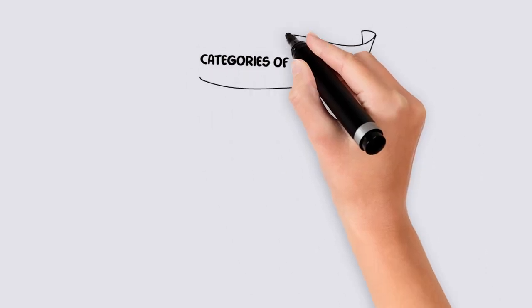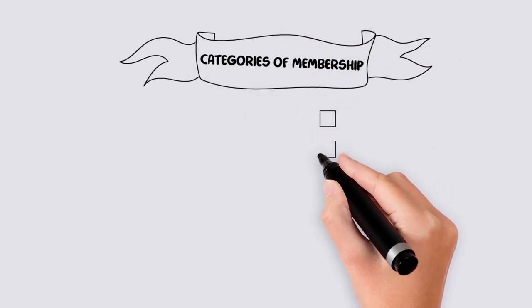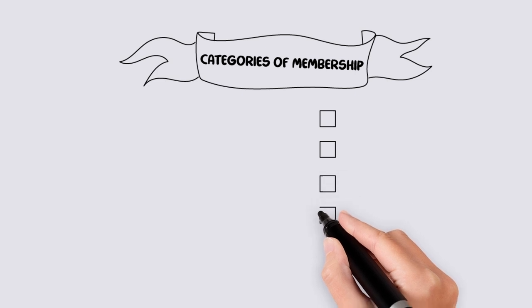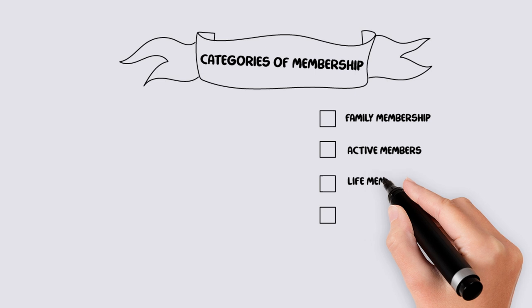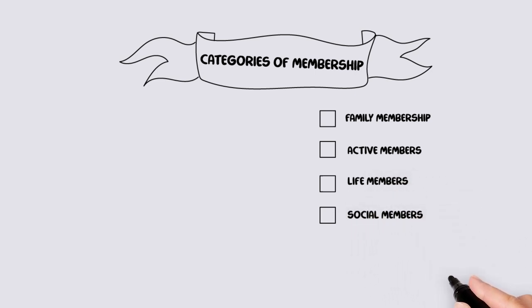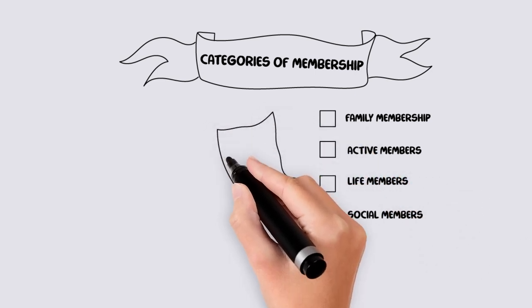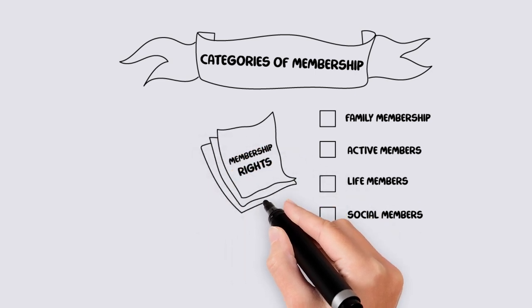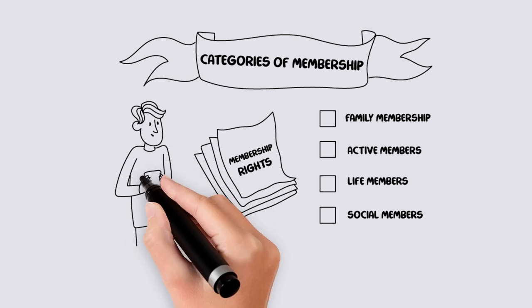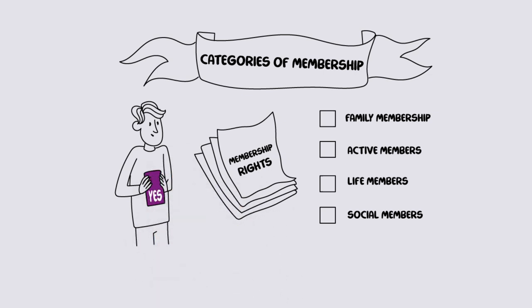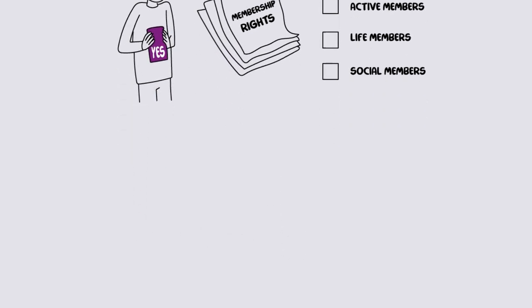Categories of membership. The association may also need to consider membership categories, such as family membership, active members, life members, or social members. The rights of each membership also need to be determined. For example, does a family membership have one vote or a vote per person? Can social members hold a position on the committee?